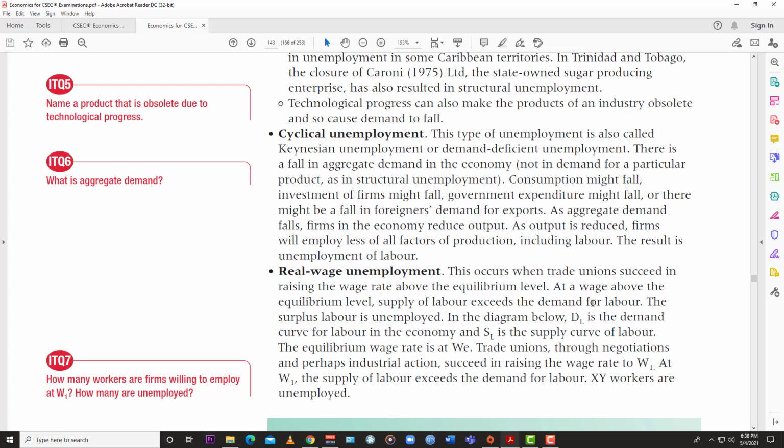This occurs when the trade union succeeds in raising the real wage, the wage rate, above the equilibrium level. At a wage above the equilibrium level, the supply of labor exceeds the demand for labor. The surplus labor is unemployed. In the diagram below, the demand curve for labor in the economy is SL.